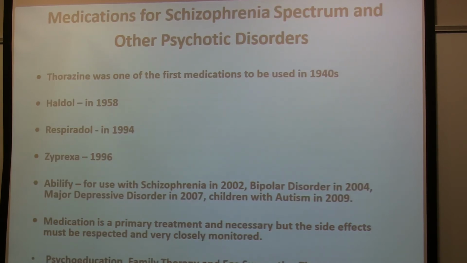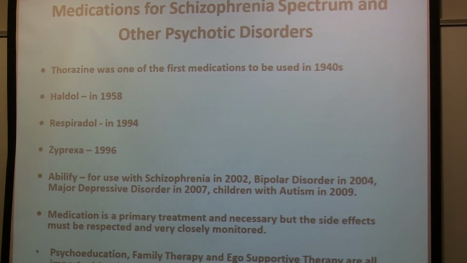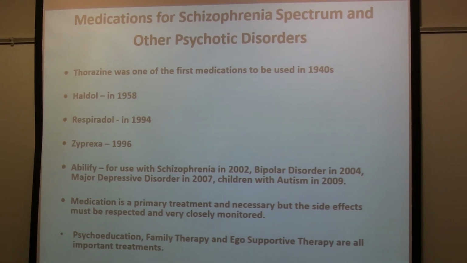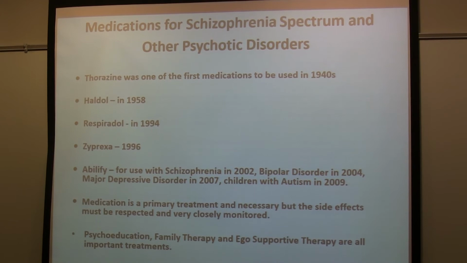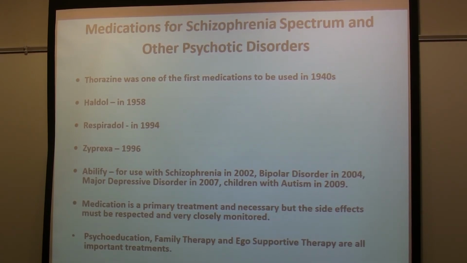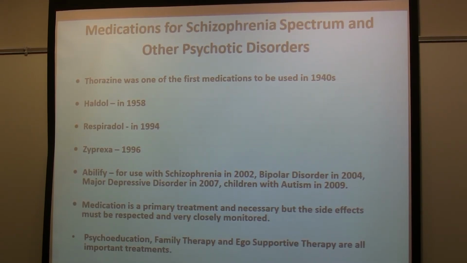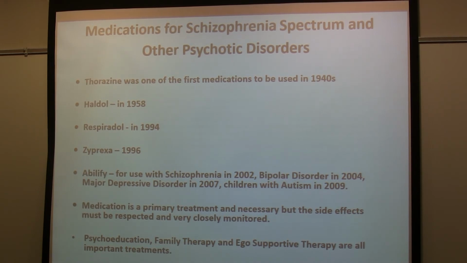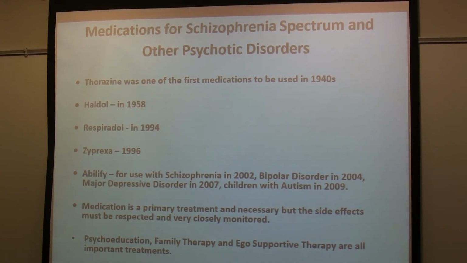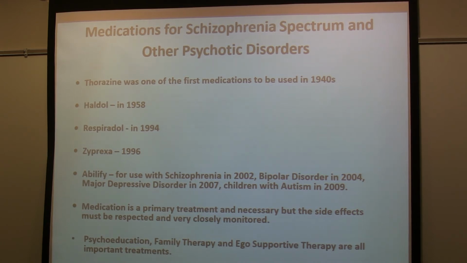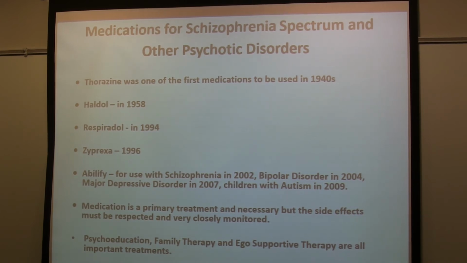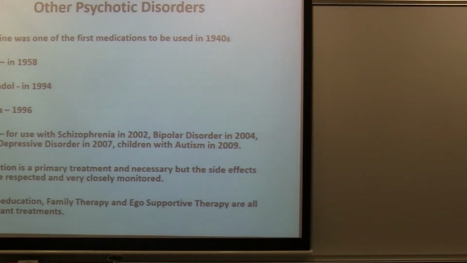So just a little bit of history. Thorazine was the first medication to be used in the 1940s. Again, it was the first one that could really help people with illnesses such as schizophrenia. However, it has a lot of side effects, as I mentioned. Haldol came along in 1958. Again, has side effects, but very effective. Risperidone came about in 1994. It's still used today. That is a newer, second generation. Zyprexa in 1996. Again, that's a second generation, newer, and it is a good medication.